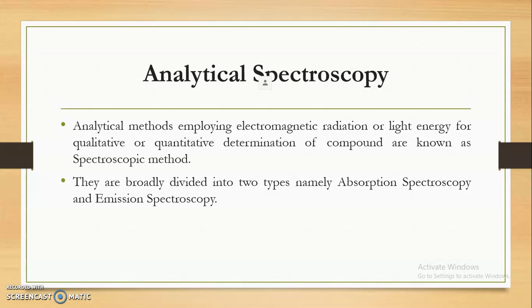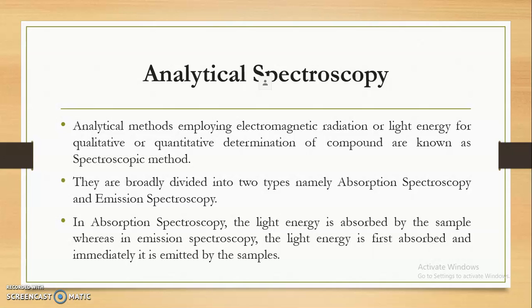They are broadly divided into two types, namely absorption spectroscopy and emission spectroscopy. Absorption spectroscopy means the molecules or atoms present in the sample absorb the radiation from a source. In emission spectroscopy, the molecules go from the ground state to the excited state, where they are unstable, and while coming back to the ground state, they emit a certain amount of light. So basically there are two types of spectroscopy: one is absorption, the other is emission.